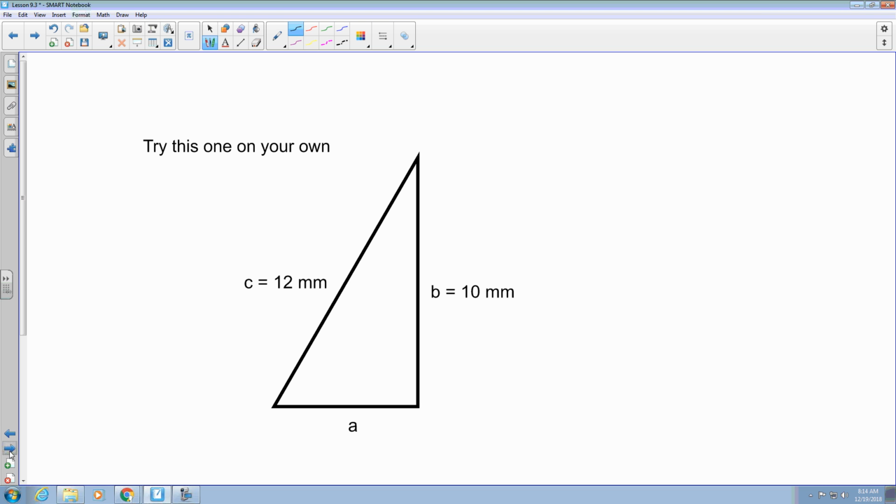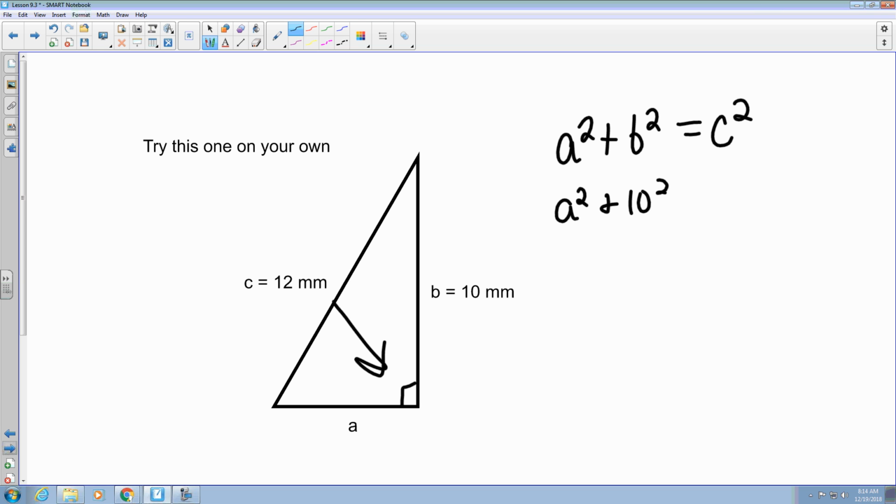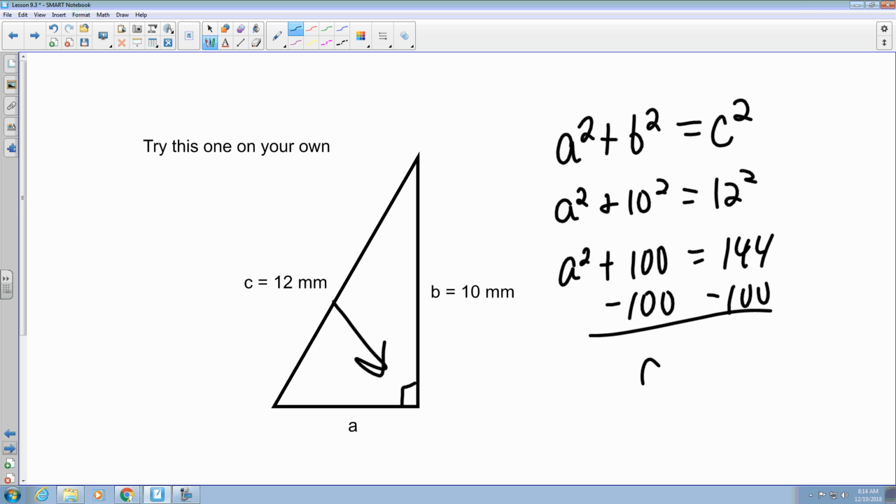So trying this one on our own, same idea. We know it's the Pythagorean theorem, writing it out to start off with. We know that this is the opposite value, so that's our largest value. So it's telling us that our unknown is a again, plus 10 squared is equal to 12 squared. So when I square out the numerical values, I got a squared plus 100 is equal to 144. Subtracting 100 from both sides, I get a squared equals 44.